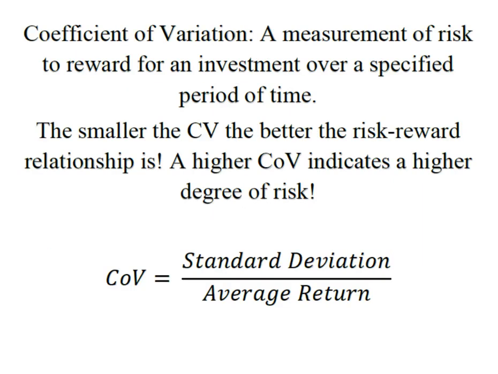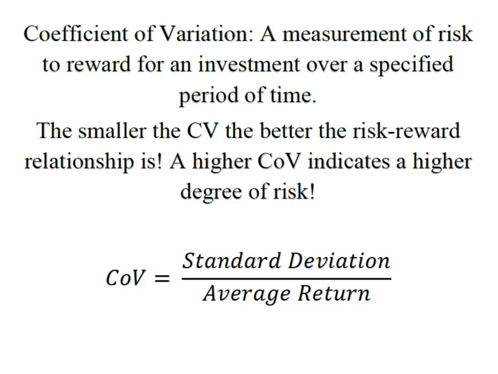And last but not least is a coefficient of variation. This is really a measurement of risk to reward for an investment over some given point in time. The smaller the coefficient of variation, the better our risk-reward relationship is. The higher our coefficient of variation, the higher the degree of risk is. So what we're able to do is to look at the coefficient of variation of two investments and determine which one has the better risk-reward relationship. Remember, the smaller the CV, the less risky the investment. The higher the CV, the higher the degree of risk.